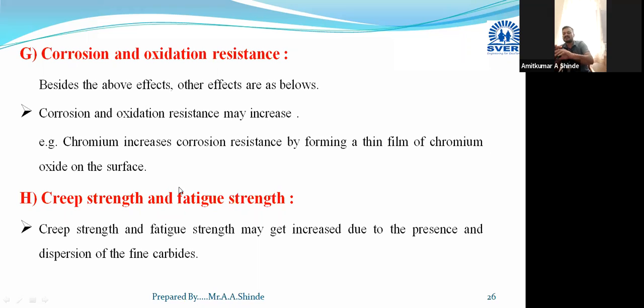And one thin layer of that chromium oxide will get formed on the surface. Suppose this is the steel, and due to the oxidation, a very thin layer, suppose this is the layer of chromium oxide. Then what will happen? Due to this thin film, this steel will get protected from the environment. So it will increase the corrosion resistance and oxidation resistance of the steel.